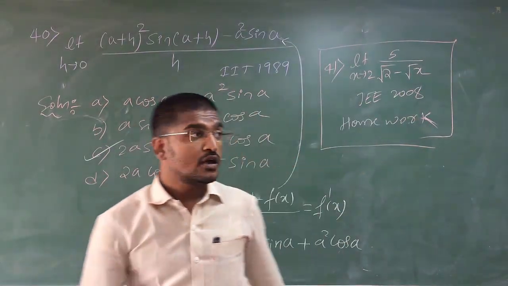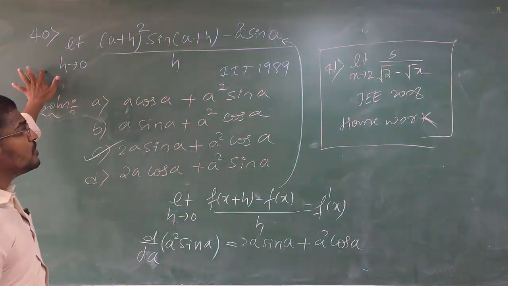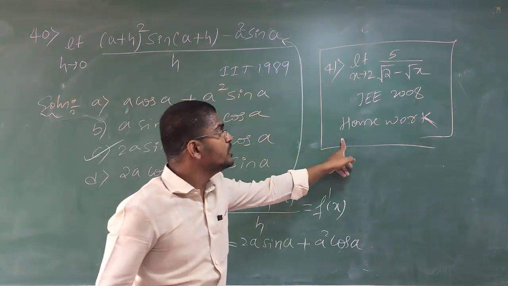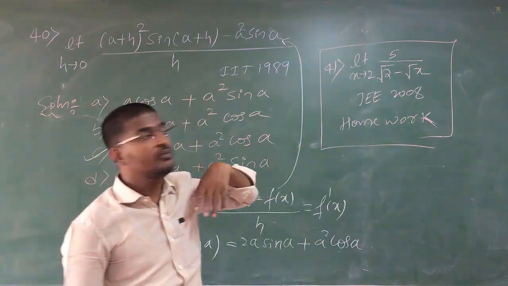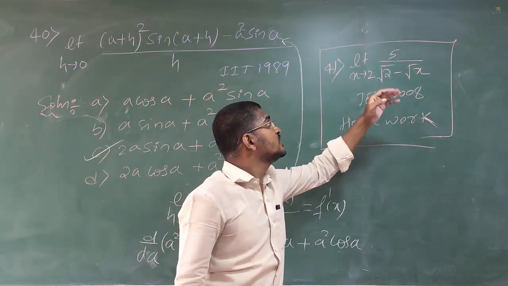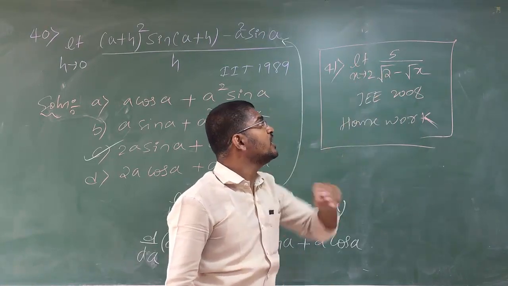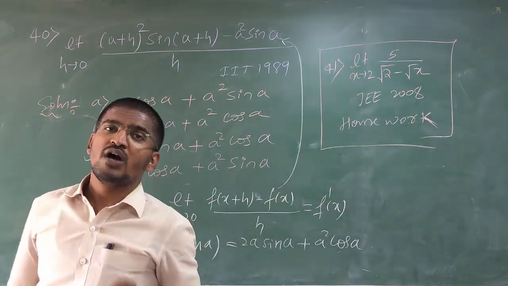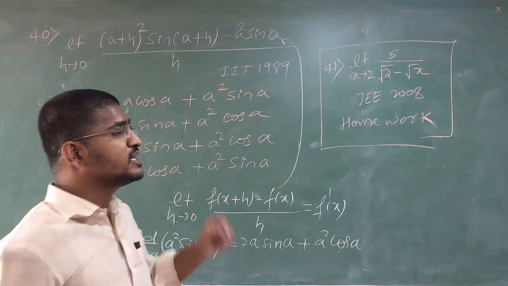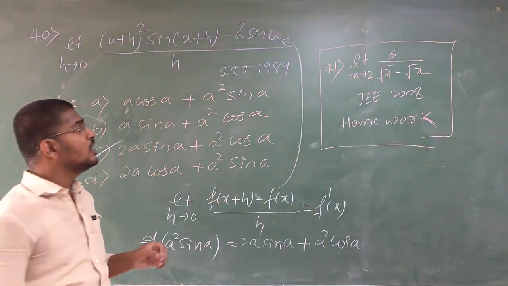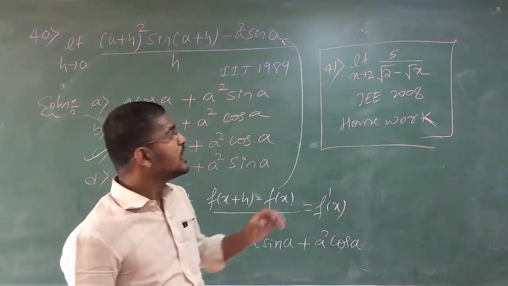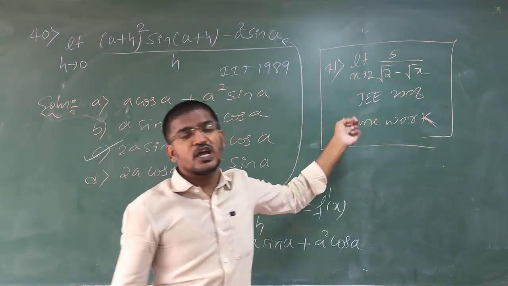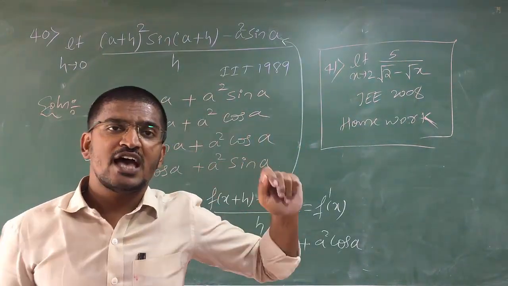Okay students. After problem number 40, you take problem number 41 as a homework problem. It was asked in JEE 2008, limit x tending to 2, 5 by root 2 minus root x. Try to get the answer. Most of the students are replying to me on WhatsApp with answers, so no problem. If you get the answer, reply to me as usual.